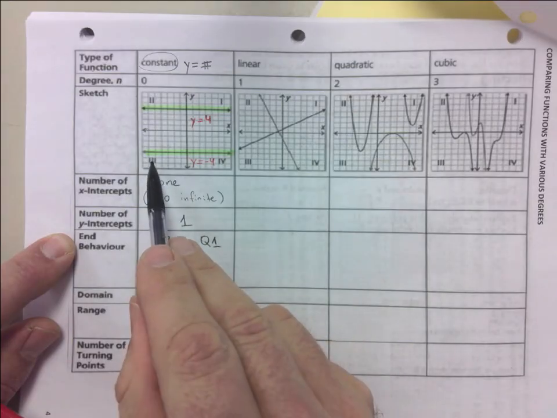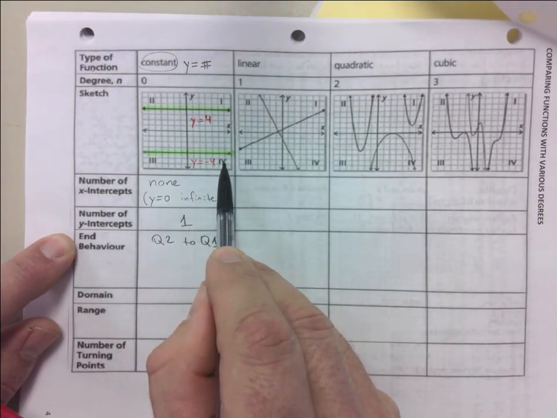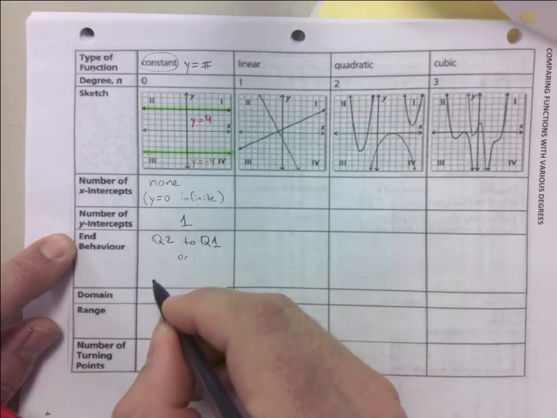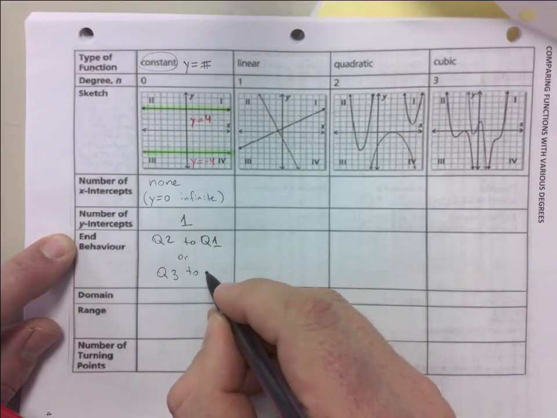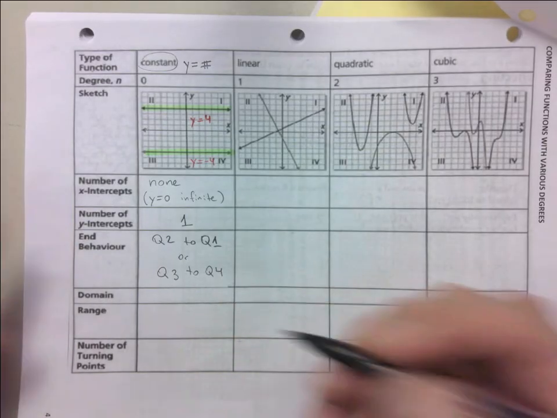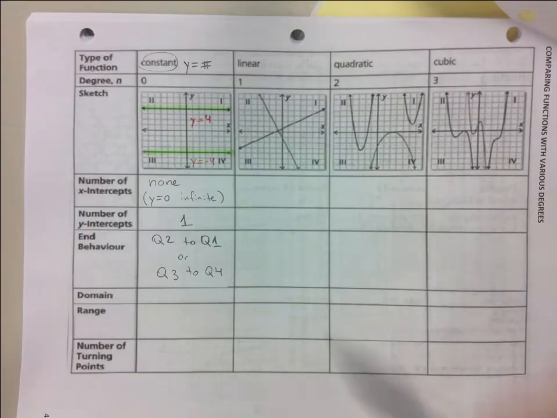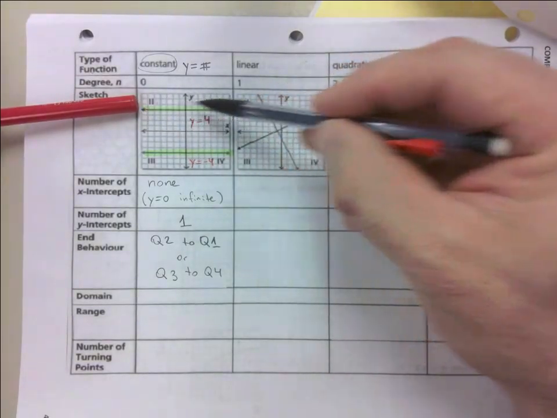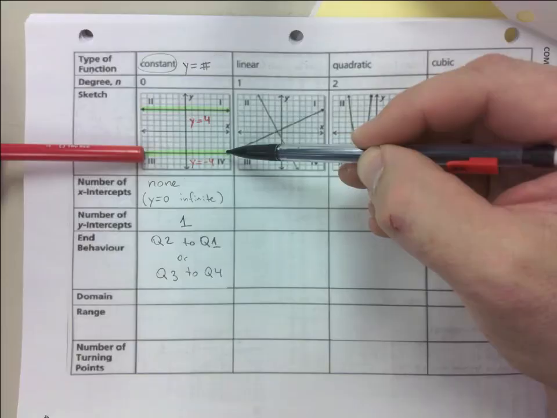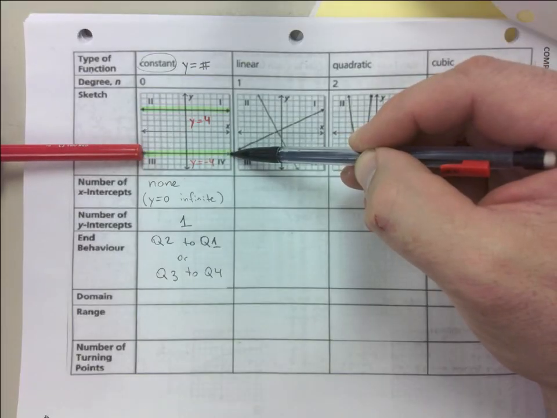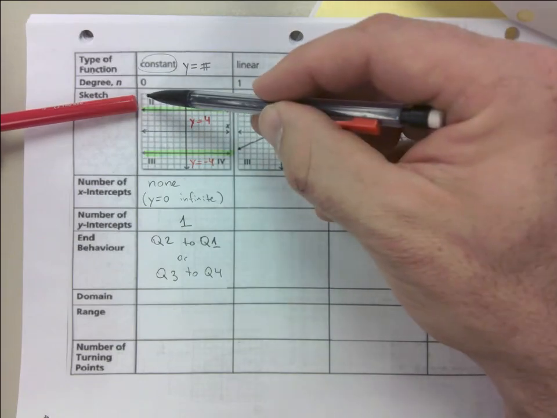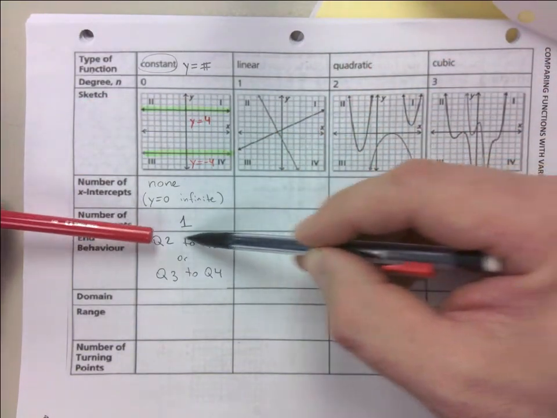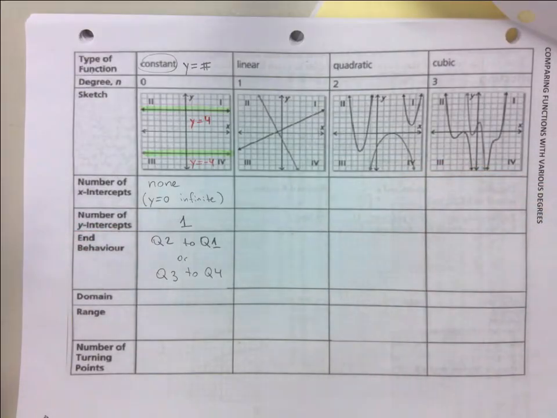Right? Or it will go from quadrant 3 to quadrant 4. So it's basically asking you, where are the ends? Where do they end up? The ends of the function, right? So the ends go from Q2 to Q1 or Q3 to Q4. It doesn't matter if you mix it up. If you were to say Q1 to 2 or 2 to 1, the order here doesn't matter.